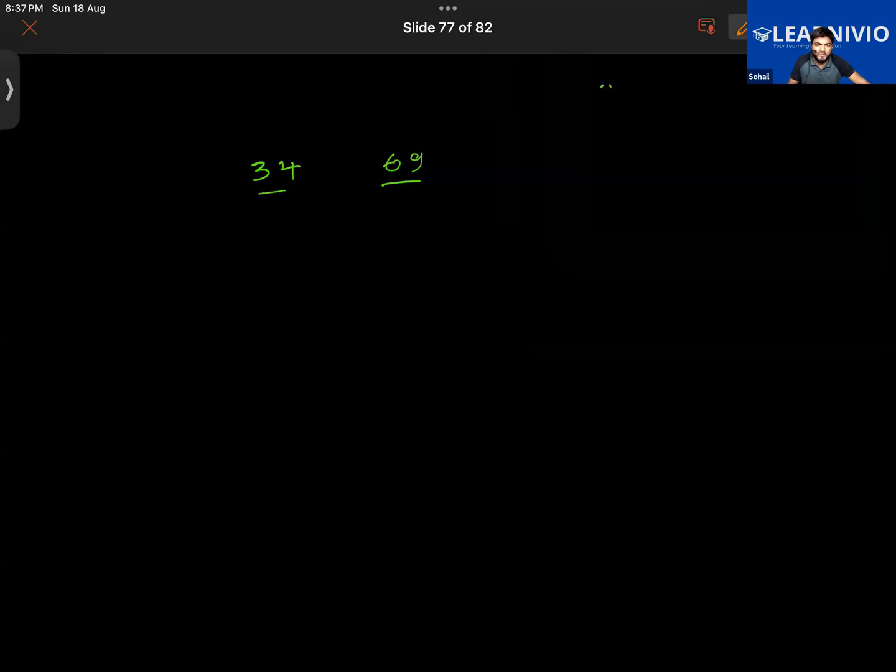Now, the product of these two numbers. Product means multiplication, right? When you multiply these numbers, you would be getting some answer. So the value that you will be getting after multiplying these two numbers, you will be getting the same value when you multiply their HCF with LCM. When you multiply 69 and 34, you'd be getting some answer, and that answer would be the same answer when you multiply their HCF and LCM. That is the simple concept, and that is what the rule says.